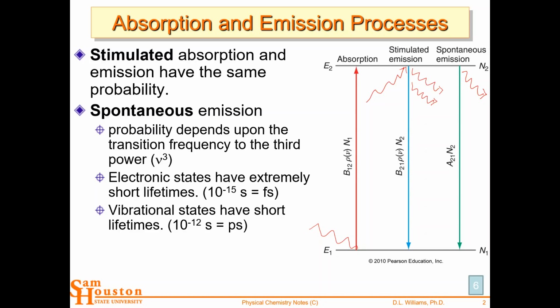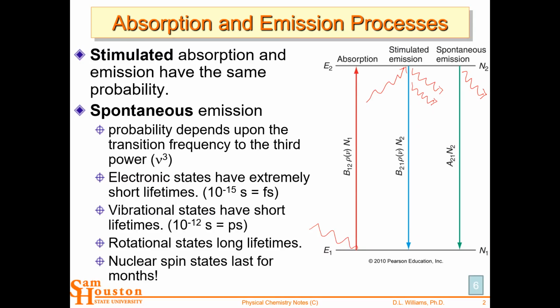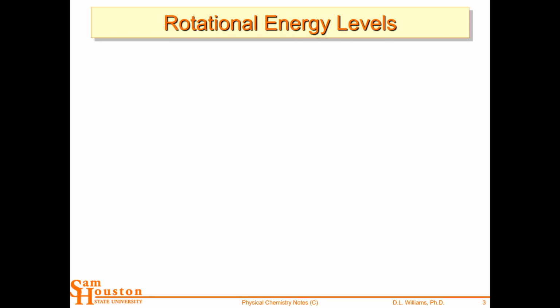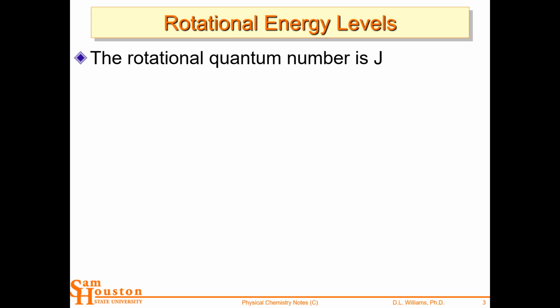Vibrational states have short lifetimes, 10 to the negative 12 seconds, or picoseconds. And then rotational states have really long lifetimes. And nuclear states can last for months because there's very little difference between nuclear spin states in a molecule. So we're talking about rotational energy levels.